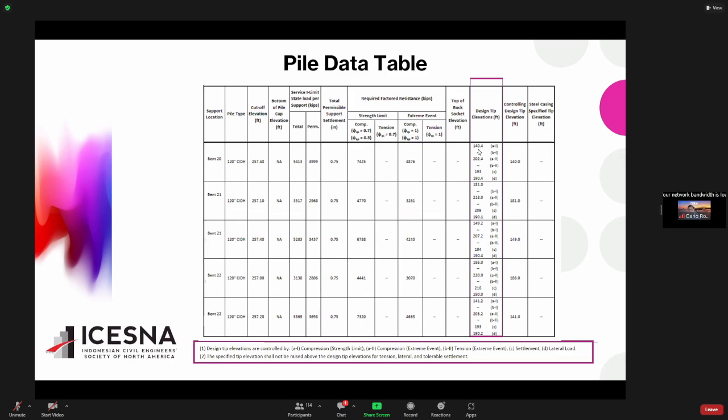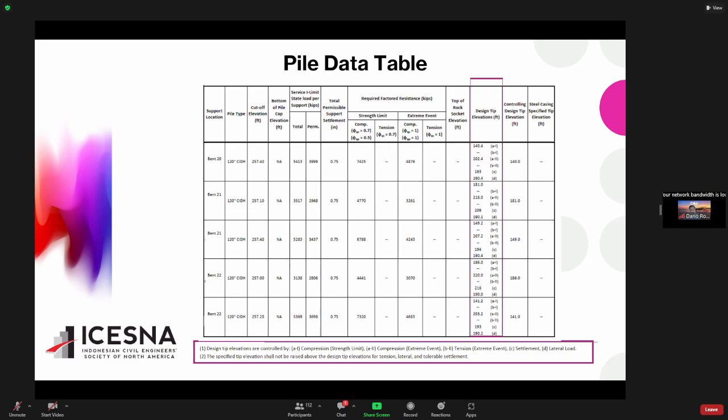So when you list all of them, your design pile elevation will be the longest pile, or in terms of elevation, the smaller one. For example, for bent 20, my design tip elevation will be 140.4 or 140, right? Because if you construct your pile to 140, then you will meet all other criteria. So this is the minimum pile length that you require for different loading, and you typically select the one that is the longest.